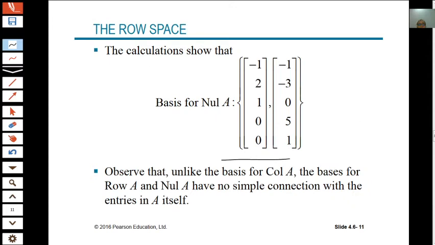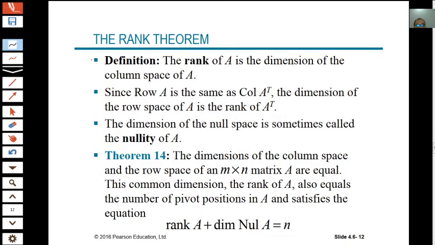Observe that unlike the basis for the column space, the basis for the row space and null space of the matrix A have no simple connection with the entries in A itself. We don't have any clear connection between the basis for the row space and null space of the matrix and the entries in the matrix A itself.